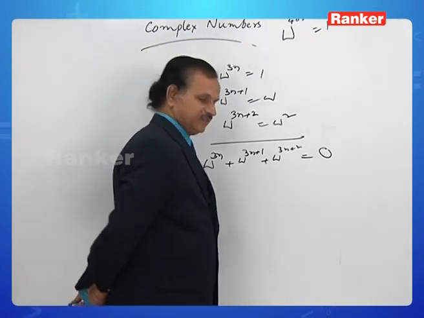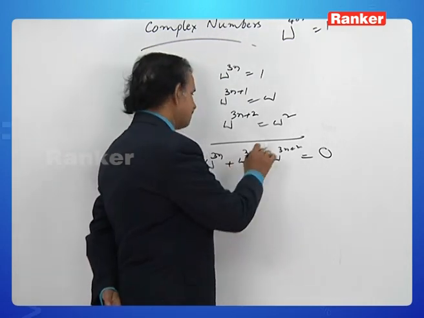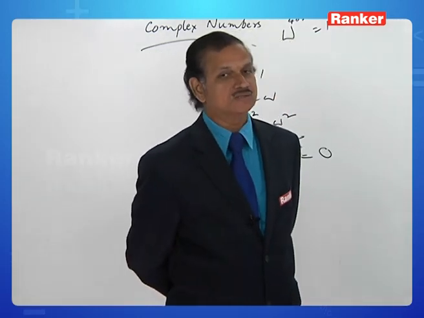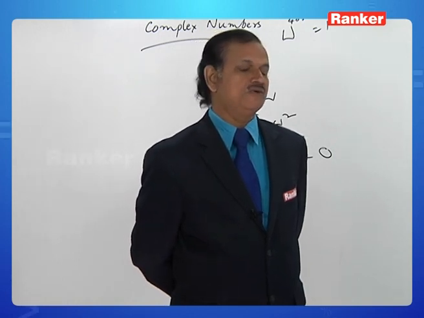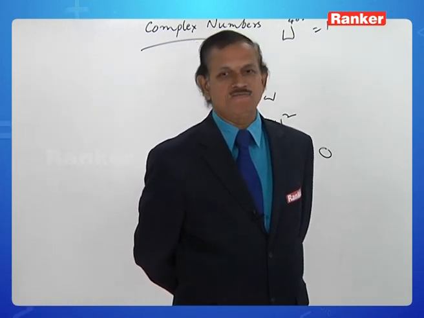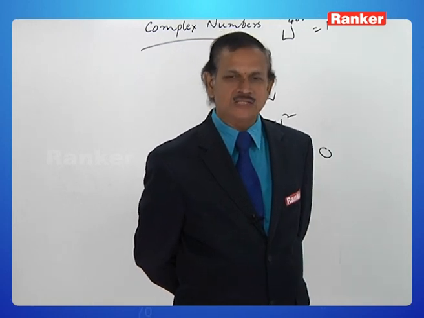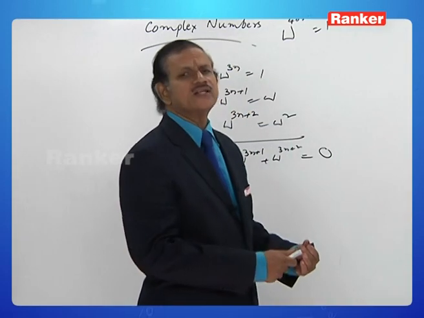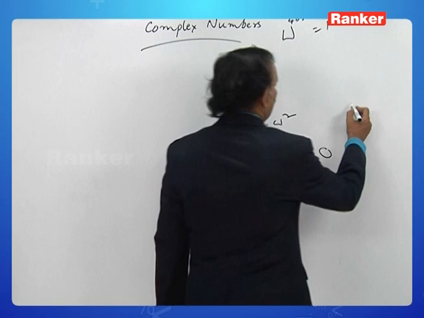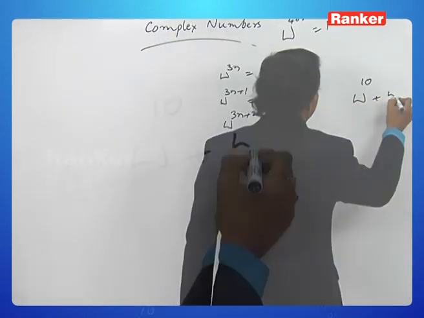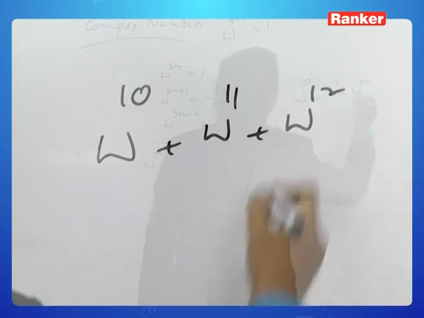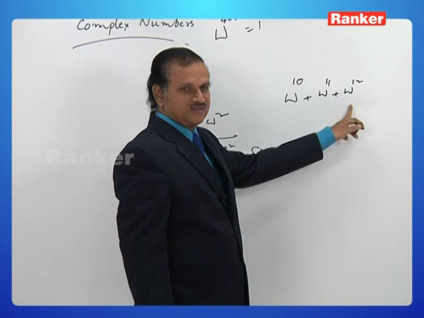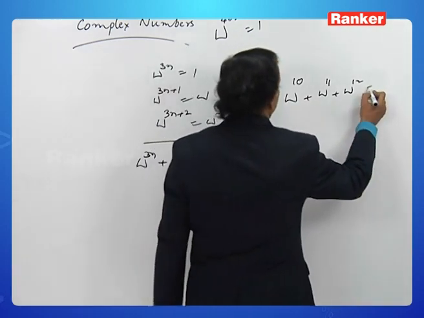A beautiful concept here. What are 3n, 3n plus 1 and 3n plus 2? Are they not successive natural numbers? So if you consider the sum of 3 successive integral powers of omega, it will be 0. How? Consider any 3 successive natural numbers, say omega power 10, omega power 11, omega power 12. This is nothing but omega, this is omega square, this is 1. So the answer is 0.